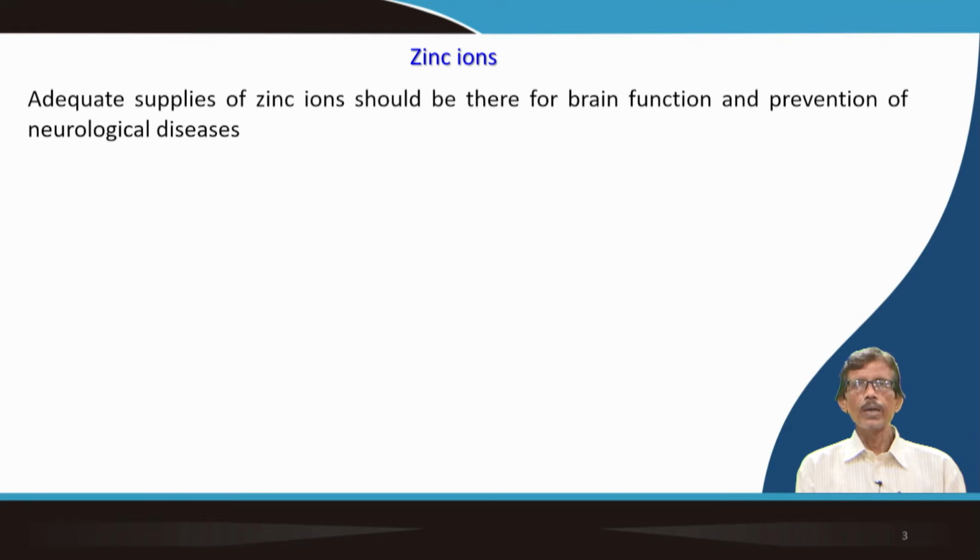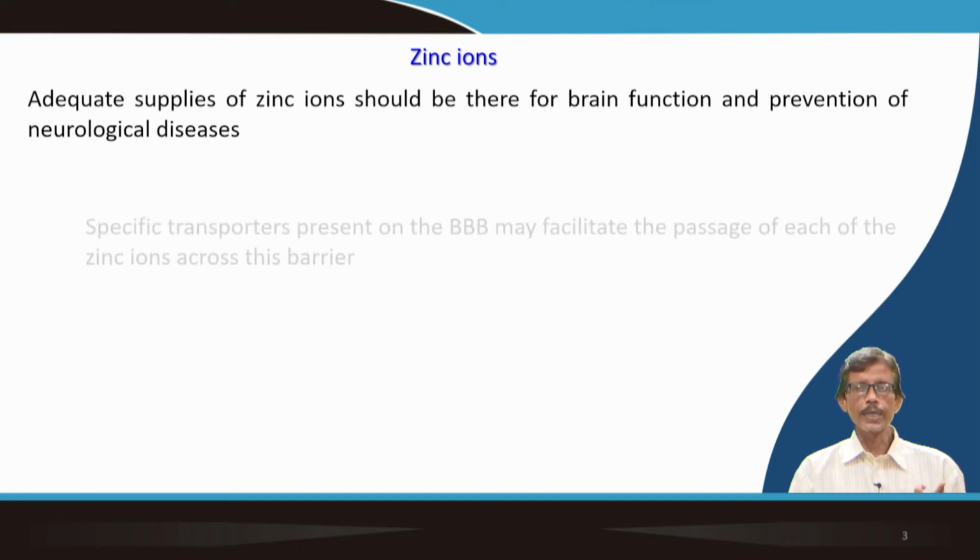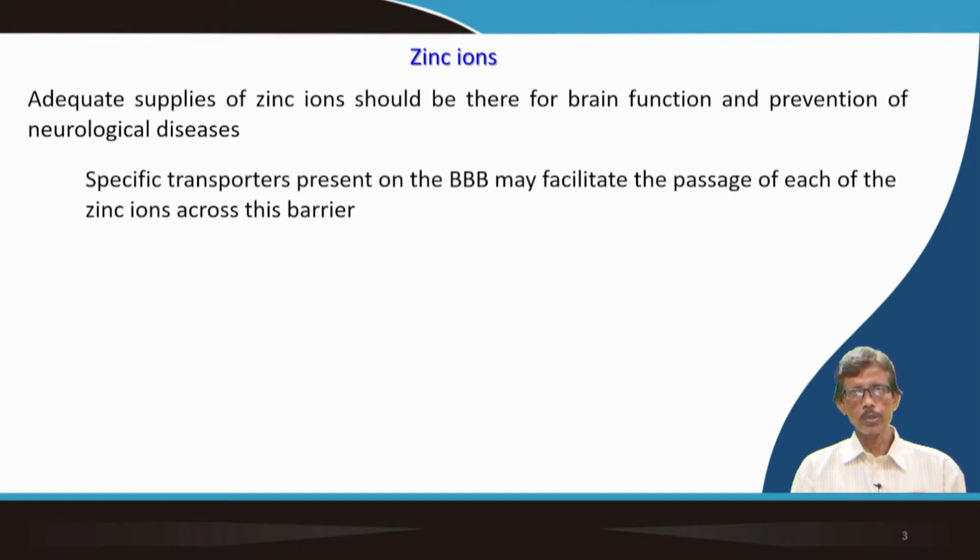So, we need an adequate, proper supply of zinc ions for the right brain functioning and the prevention of many neurological diseases, because many neurological diseases or neural problems originate from the brain and then travel towards your central nervous system. So, the neurons are getting affected due to the shortage or the excess of metal ions.